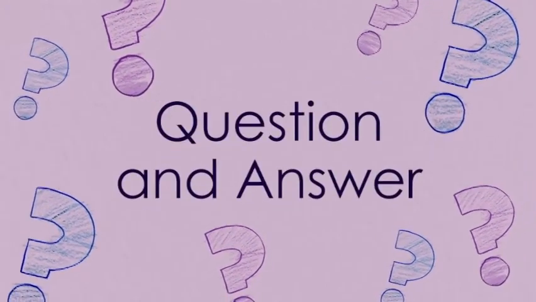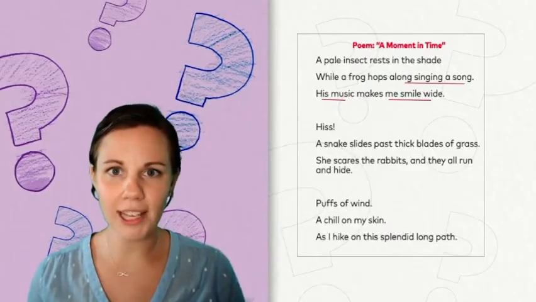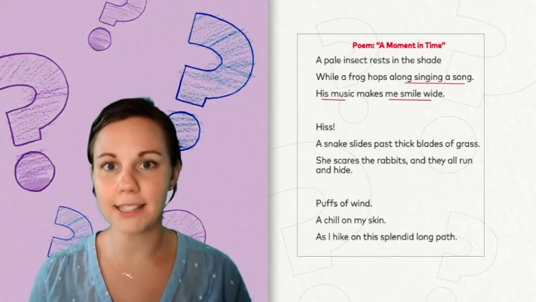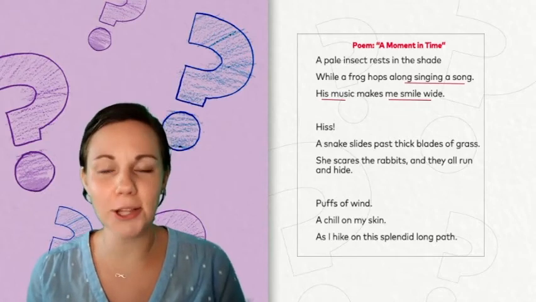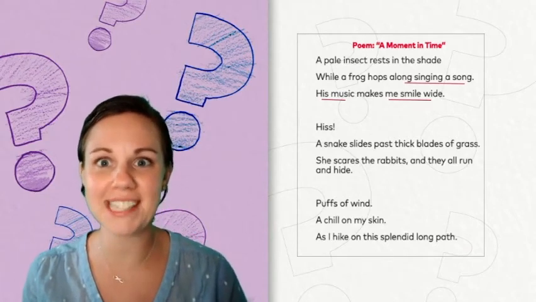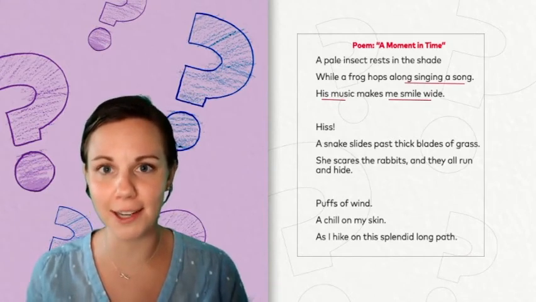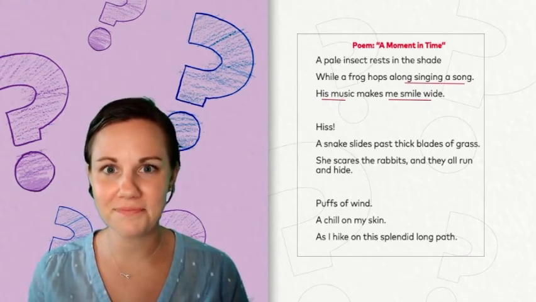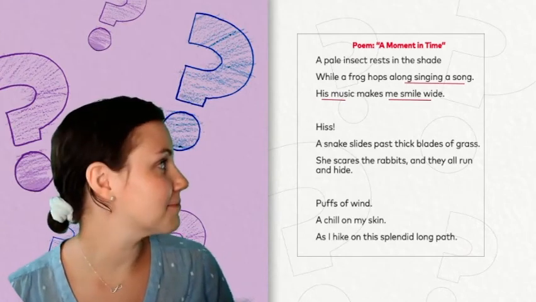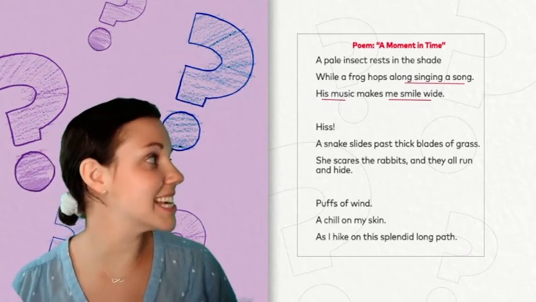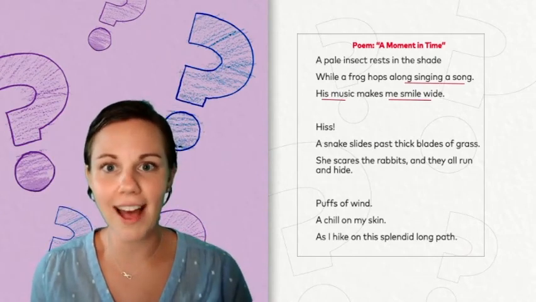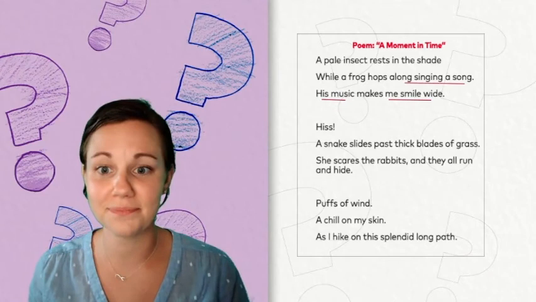Question and answer. I want you to notice how I used my voice. The poem has some clues in it that tell me to use my happy reading voice. Do you see the clues underlined in our poem? Look right there. It says, singing a song. Usually when I'm singing a song, I feel happy.